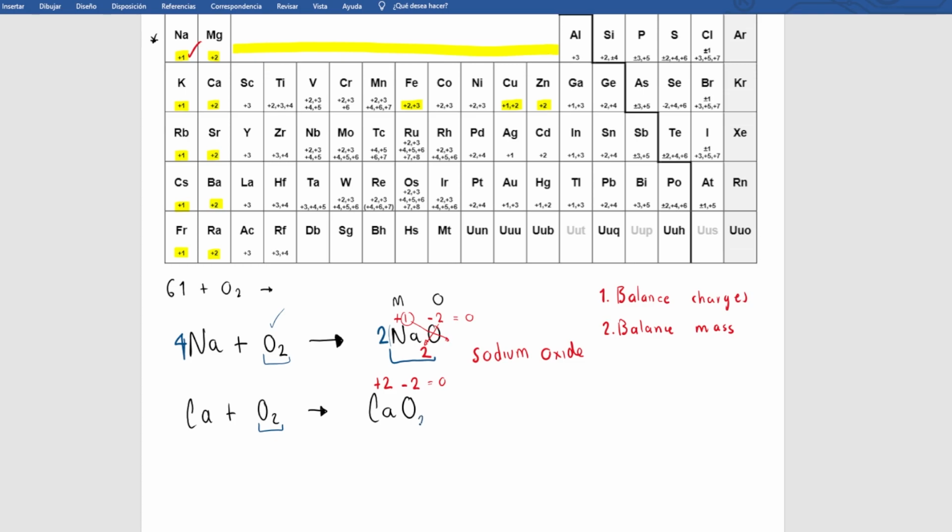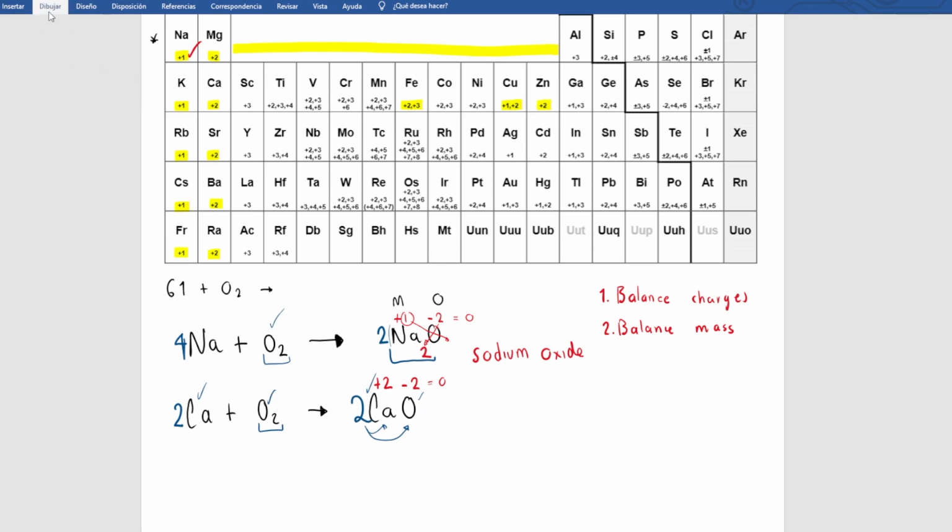We cannot put the number 2 here because we cannot modify the formula. What we can do is to put a number 2 here, and now this 2 affects both of them. Now look that we now have 2 atoms of oxygen, and we have now 2 atoms of calcium. So the oxygen is balanced, but the calcium is not. So what we do is to put a number 2 here, and now we have 2 atoms of calcium, 2 atoms of calcium, and 2 atoms of oxygen.